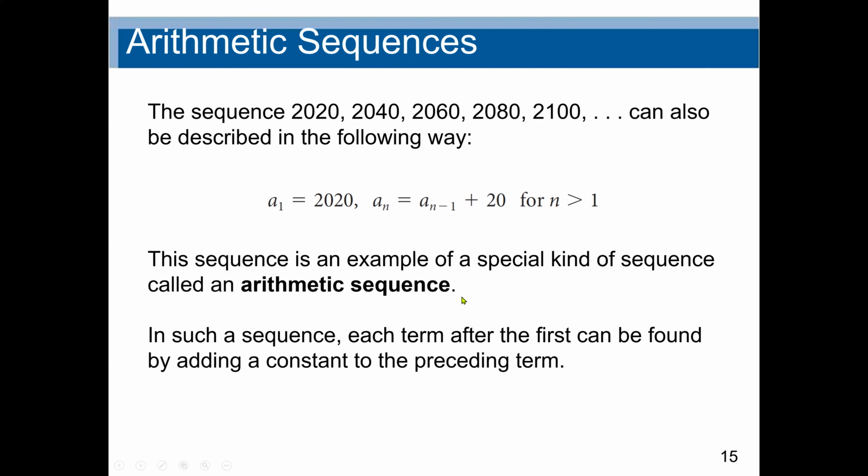So this sequence is an example of a special kind of sequence we call the arithmetic sequence. In such a sequence, each term after the first term can be found by adding a constant to the preceding term. That's why we call this sequence arithmetic. Normally, we represent the constant value as D, or some textbooks may use any other symbol. In this case, our D or C will be 20, because that's what we are adding to get the next values.